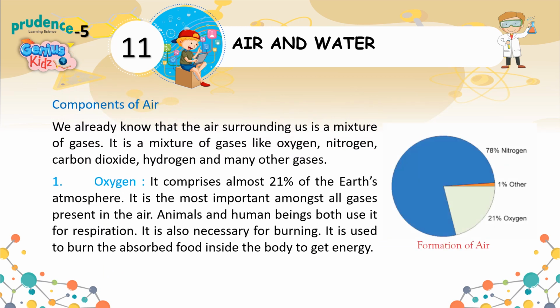Components of air. We already know that the air surrounding us is a mixture of gases. It is a mixture of gases like oxygen, nitrogen, carbon dioxide, hydrogen, and many other gases. 1. Oxygen. It comprises almost 21% of the Earth's atmosphere. It is the most important amongst all gases present in the air.